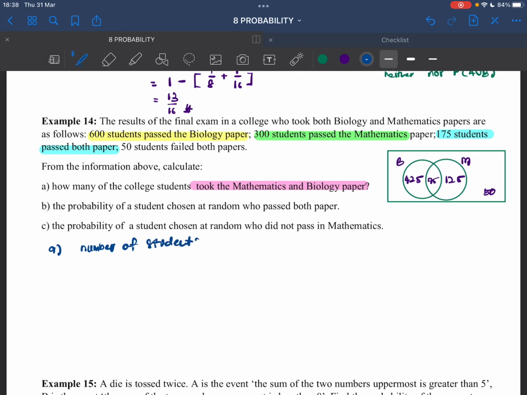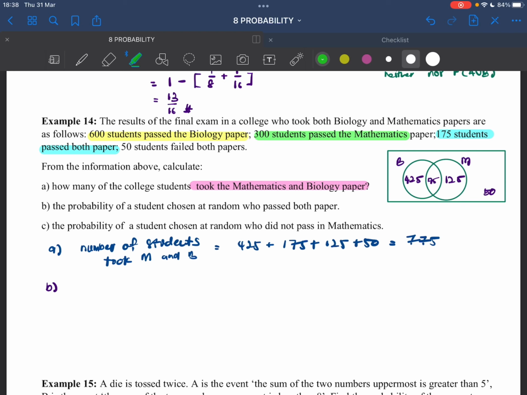Number of students who took maths and bio is equal to 425 plus 175 plus 125 plus 50, which is 775 students. Fail and pass all considered. B, the probability of a student chosen at random who passed both papers.